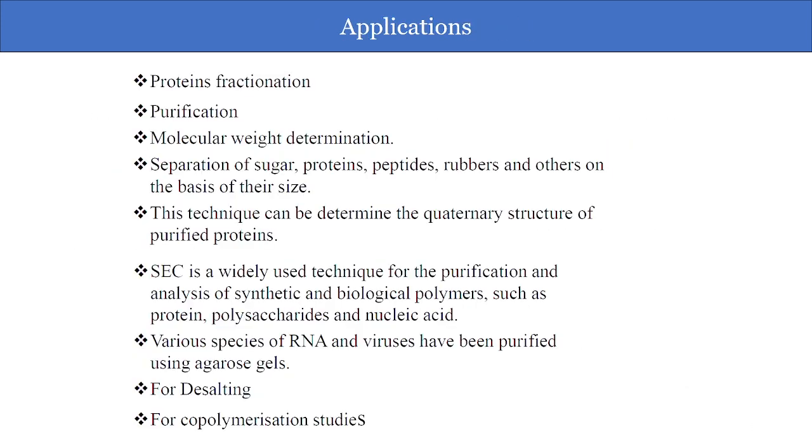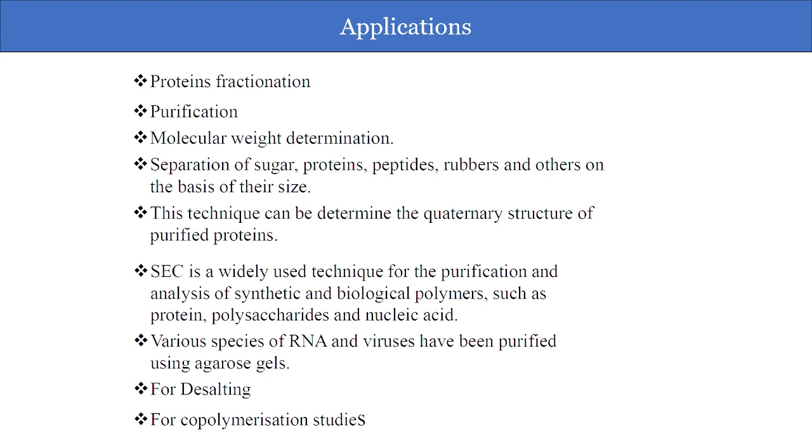So the applications of size exclusion chromatography include protein fractionation, purification, determining molecular weight, and separation of a mixture of compounds like sugars, proteins, and peptides on the basis of their size. It also helps to determine the particular compound even in a polymeric structure. For proteins, even if we have a quaternary structure or an oligomer formation, it can determine that.